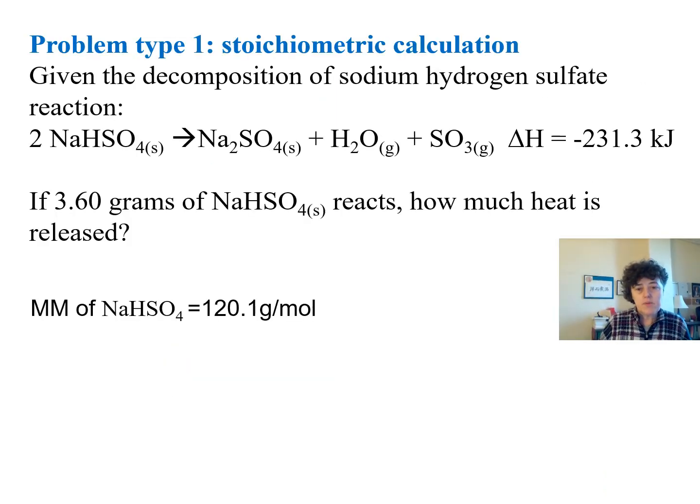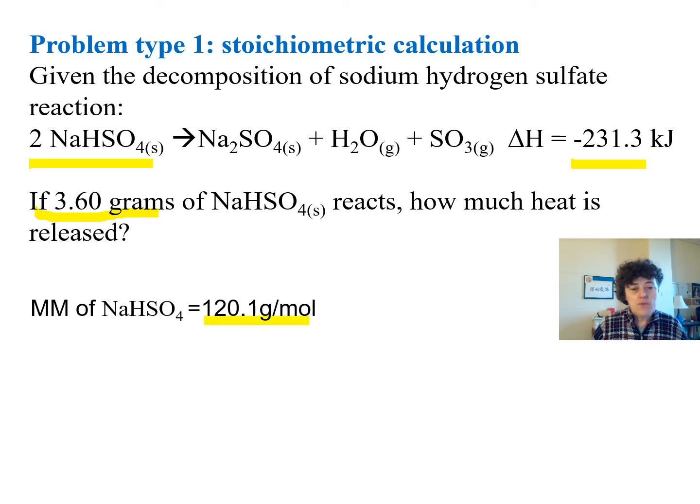Let's see an example of a stoichiometric calculation using delta H. So this reaction is the decomposition of sodium hydrogen sulfate, and this is an exothermic reaction that gives off 231.3 kilojoules per 2 moles of sodium hydrogen sulfate. We want to know how much heat is given off if we have 3.60 grams of sodium hydrogen sulfate. And we are also given the molar mass.